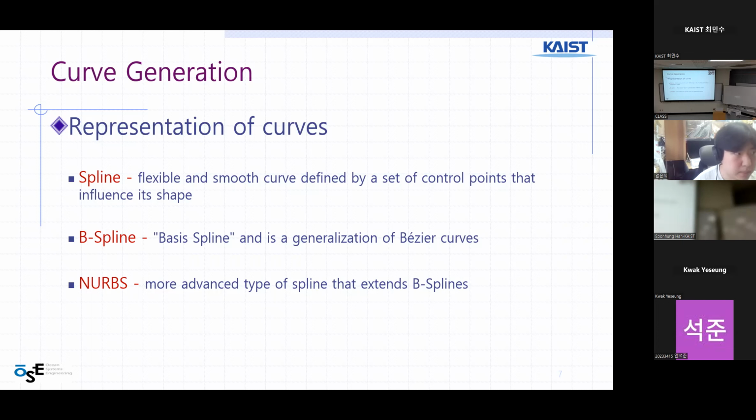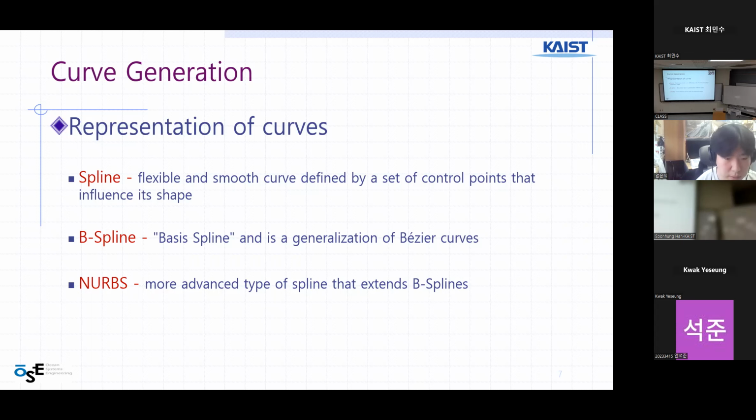First is spline. A spline is a flexible and smooth curve defined by a set of control points that influence its shape. It is typically used to create a smooth and continuous curve between these points. Splines can be piecewise defined, allowing them to approximate complex curves. Common types of spline include the B-spline and NURBS.